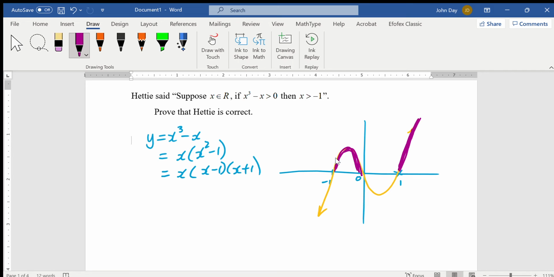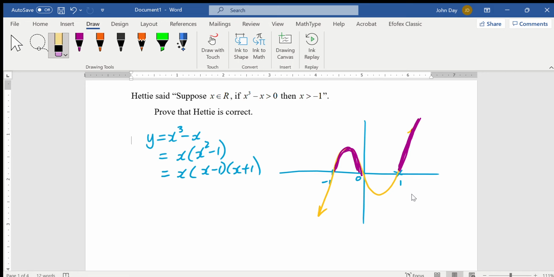Now, note that it's not saying that for all values of x bigger than minus 1, that yellow picture is bigger than 0, right? Because there are some values where it's less than 0. But it is saying if you're in the purple bit that I've drawn, then x values must be bigger than minus 1.